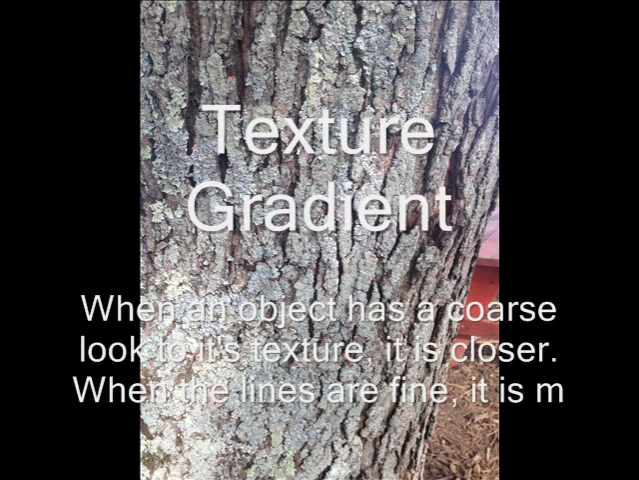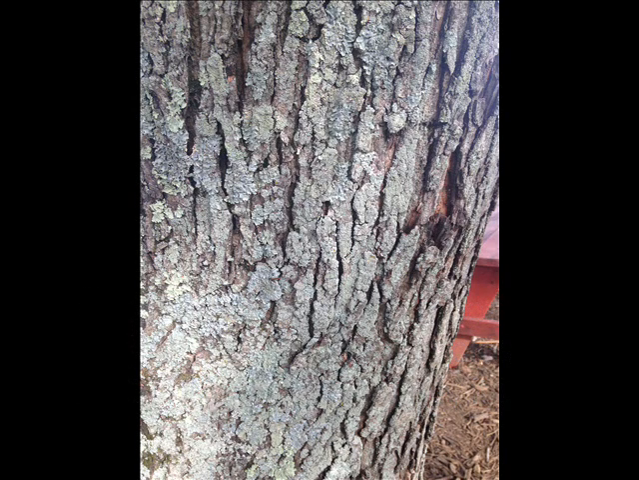Texture gradient. This is when an object has a coarse look to its texture, it is closer, and when the lines are fine, it is more distant. So we have a nice picture of a tree and how closer up we see the coarse lines from the bark, and further away we see that the lines are more fine and it's less defined.